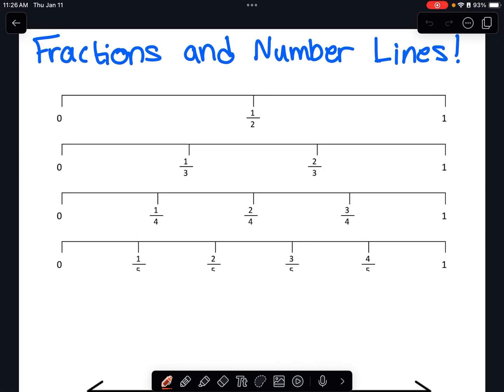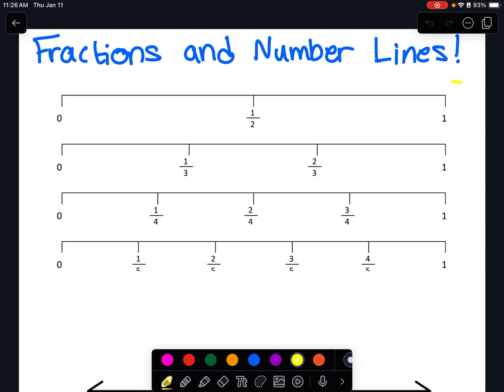Hello, mathematicians. Today we're talking about using number lines when we're working with fractions. So let's just get right to it. We're going to start by taking a look at this top number line. And what do you notice about this number line?